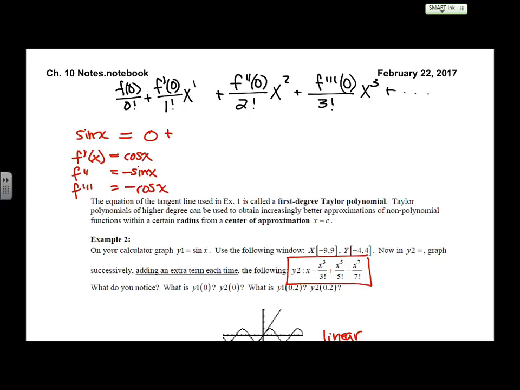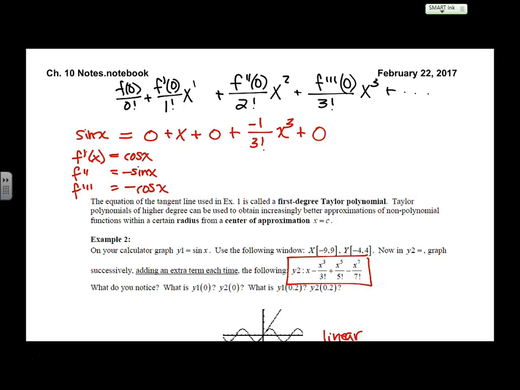So 0 plus, what's cosine of 0? 1, and 1 over 1 times x to the 1 is x. Plus, what's the second derivative of sine? Negative sine. What's negative sine of 0? 0. Plus, that's why it's every other. F triple prime is negative cosine. Negative cosine of 0 is negative 1, all over 3 factorial. 3 times 2 times 1 is 6, and then I have x cubed. If 6 is just 3 factorial and nothing simplifies, let's just leave it in factorial notation.